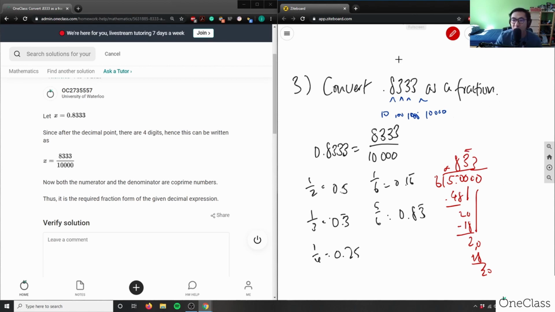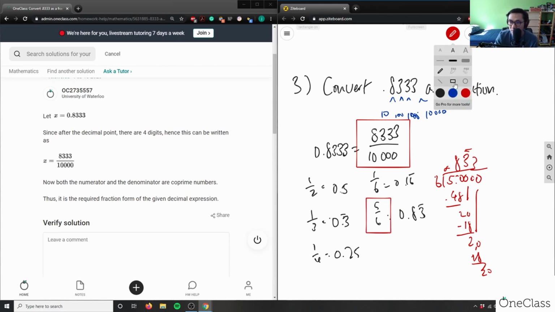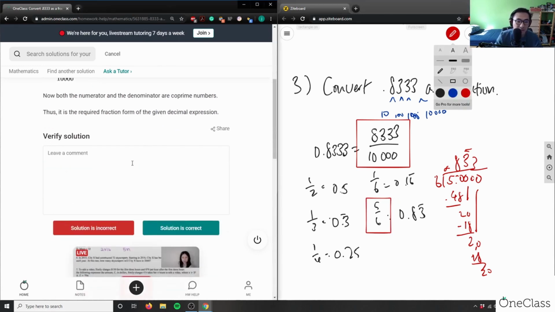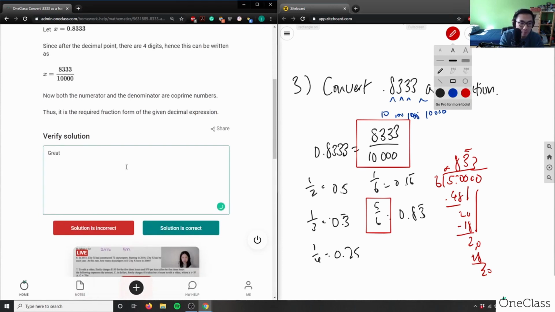So this here is a very, very close approximation to this. But again, because I don't have 0.83 bar as my decimal, I can safely say that this fraction is my correct answer. But if this 3 repeated forever, then 5/6 would be my correct answer for the solution. So I'm going to say great solution and analysis.